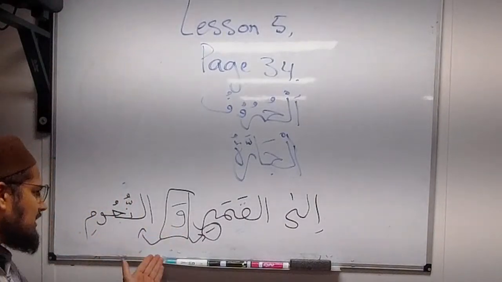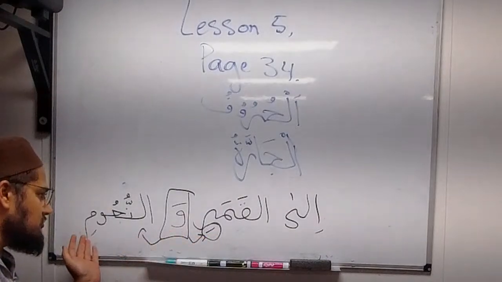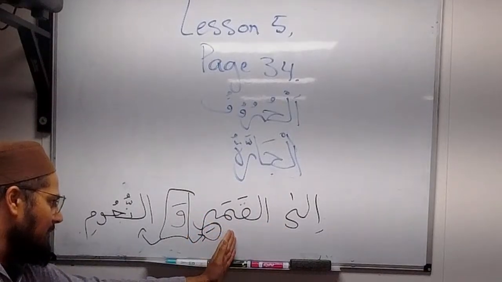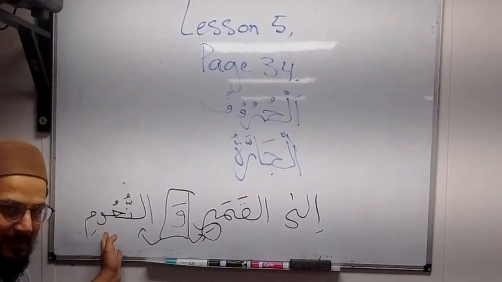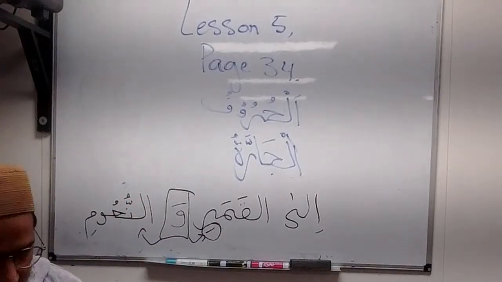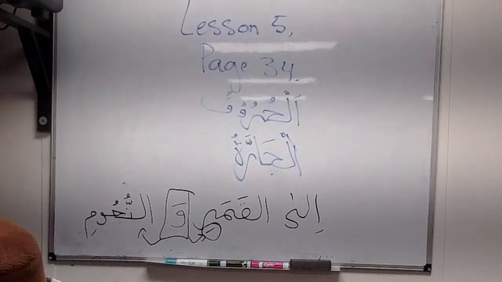So wa is bridging the jar state from qamar to nujum, and the person is obviously looking towards the moon and towards the stars. Both of them are in reality in the same meaning of the word that follows the harf jar.